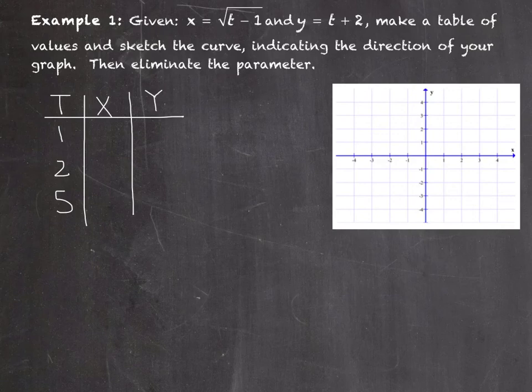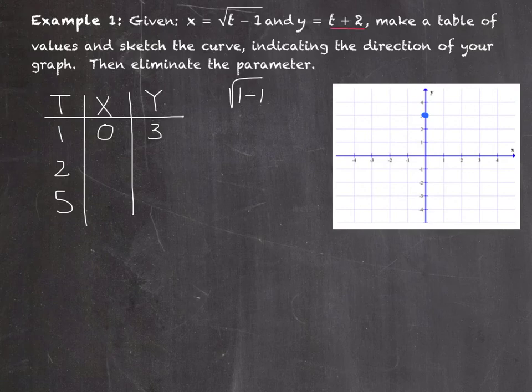So when time is 1, the x is going to be the square root of 1 minus 1, which is 0, and so that's just going to be 0. And then the y equation is going to be 1 plus 2, because this is the equation for y. And so 1 plus 2, that's going to give us 3. And so the object starts at 0, 3. So when the clock starts at time 1, should I say, that is where the object is.